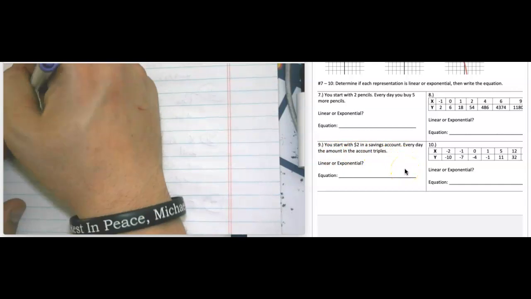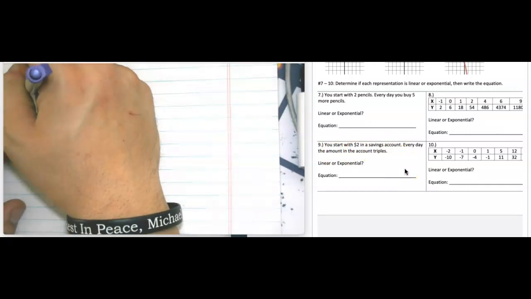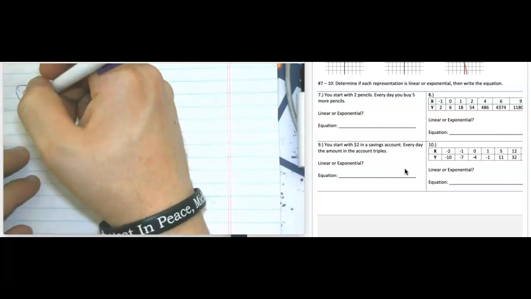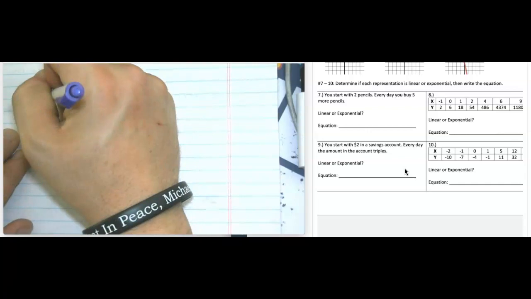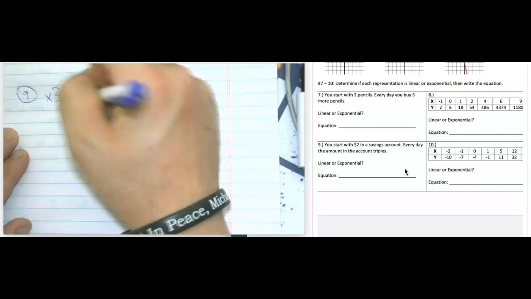So moving right along here, guys, number 9, you start with $2 every day. The amount in the account triples, guys. Triple means times 3, okay? So number 9, again, tripling means times 3, since it's multiplying by 3 each day, right? So it's exponential. Times 3, it's definitely exponential.